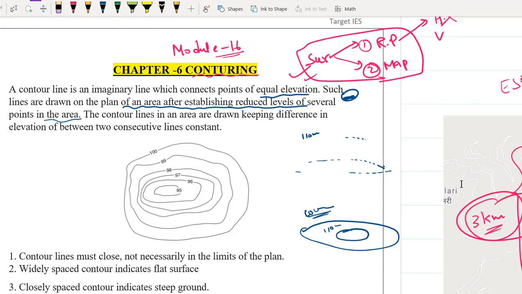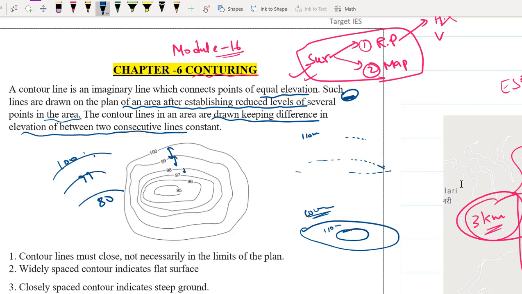Contour lines in an area are drawn keeping the difference of elevation between them constant. So whenever you see a map like this, you will be seeing a constant height difference. You can draw whatever height difference, but you will not see 100, and next directly 99, and next directly 80. So you won't be having a map like this. Basically you will be drawing a map with almost equal interval. Okay, so this is what you have to understand.